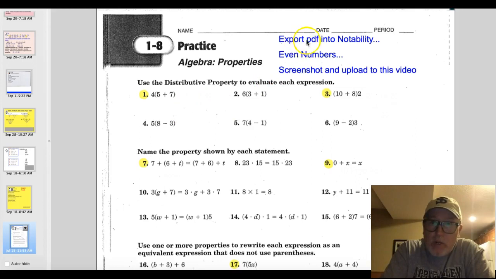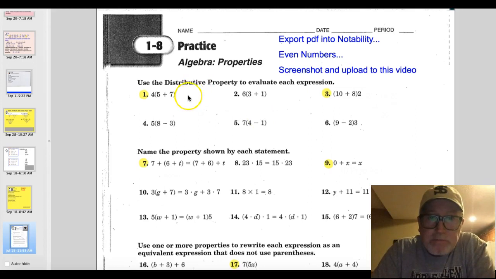I'm going to have you export this document, the PDF, attach the assignment into Notability, do the even number ones right on there, take a screenshot of that, then upload it to this video. Hopefully that won't be too much trouble, but you can ask if you need help with that. Let's take a look at what you're going to be doing in these various sections.